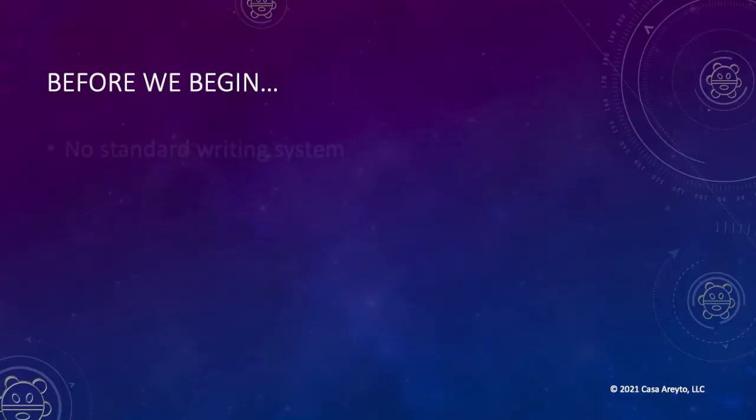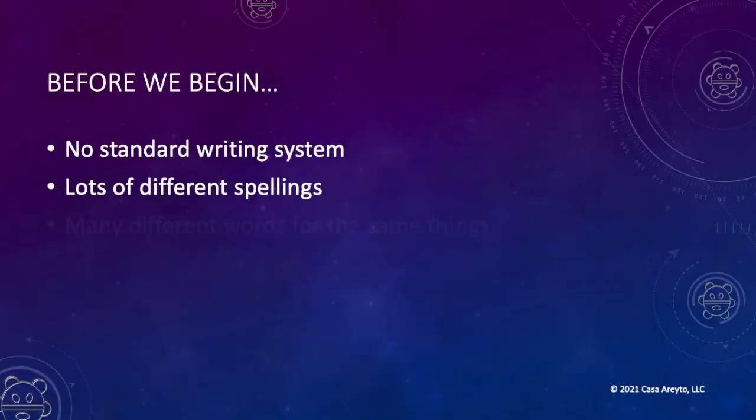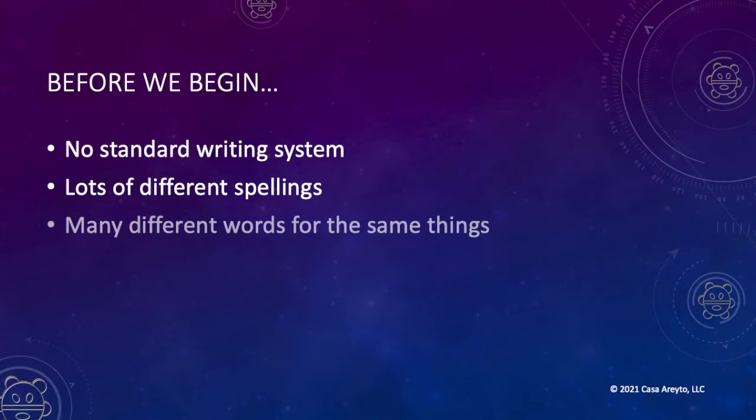So let's get started. Before we continue, I have to let you know there's no standard writing system. There's no organization, let's say like Merriam-Webster or Oxford Dictionary, that says this is what Taíno should be. You're also going to find, like I mentioned, there are many different words for the same things. This happens in English as well. If you're in one part of the country, you may hear pop or soda or cola. They all mean the same thing.